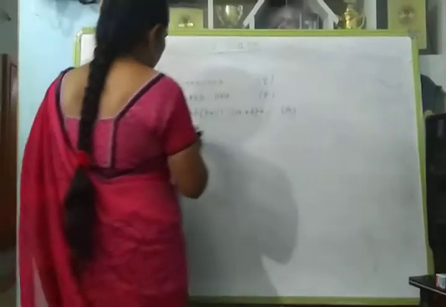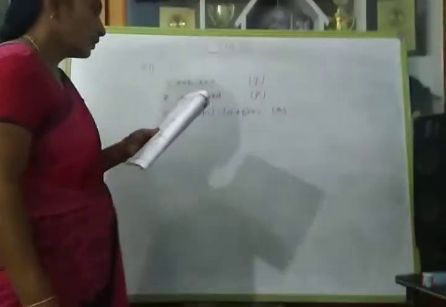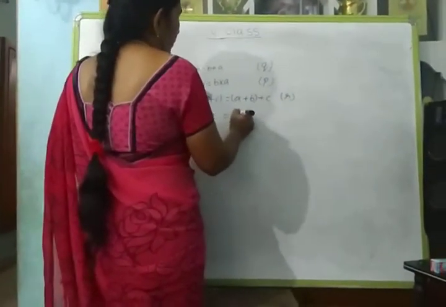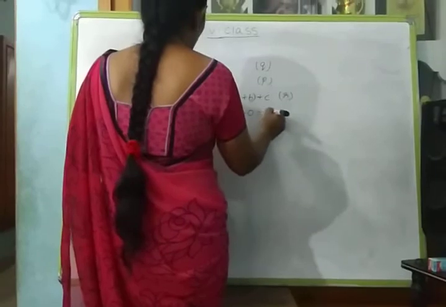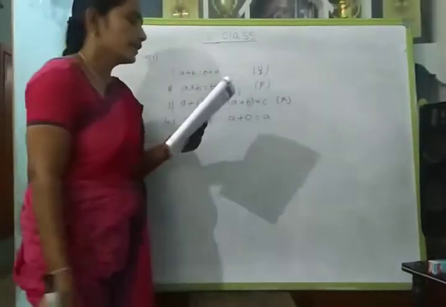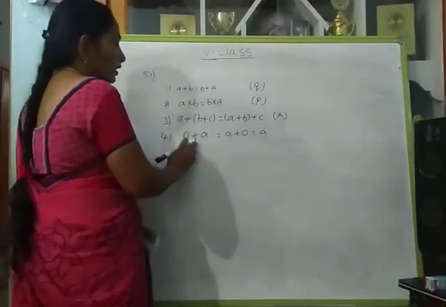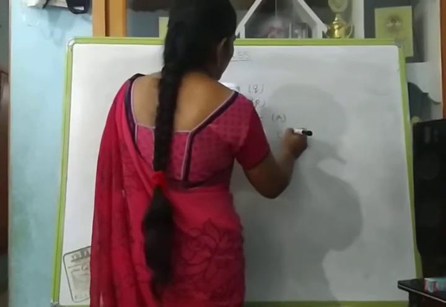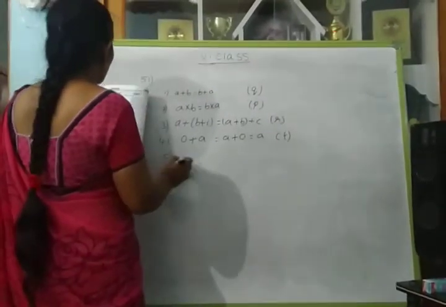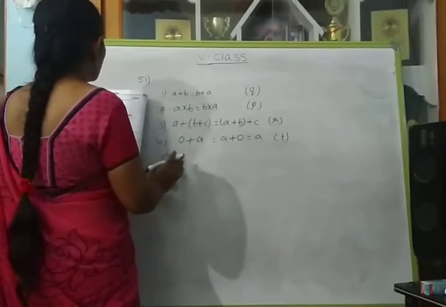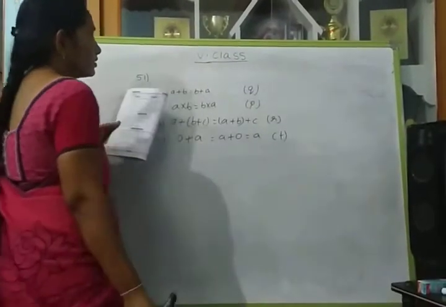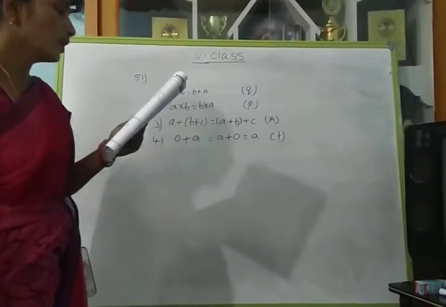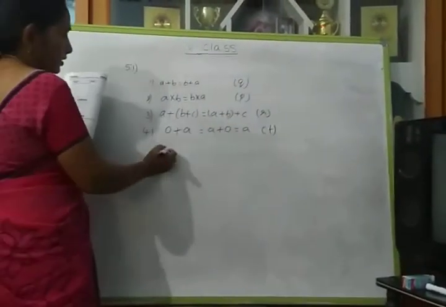Next one: a plus 0 is equal to a. This is identity under which sign? Addition. So identity under addition, T. Then the last one. So the answers are Q, P, R, T. Option A is correct.